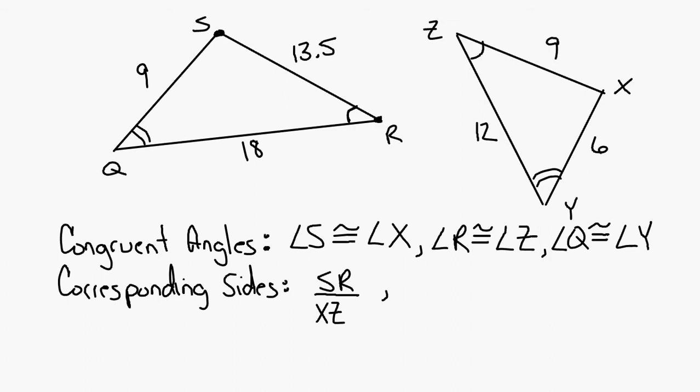And then I'm just going to go clockwise around the triangle on the left. So I'm going to call the next side RQ. And side RQ corresponds to side ZY. And finally, side QS. Side QS goes from two arc marks to no arc mark. So from 2 to none would be Y to X. Very good. See it?